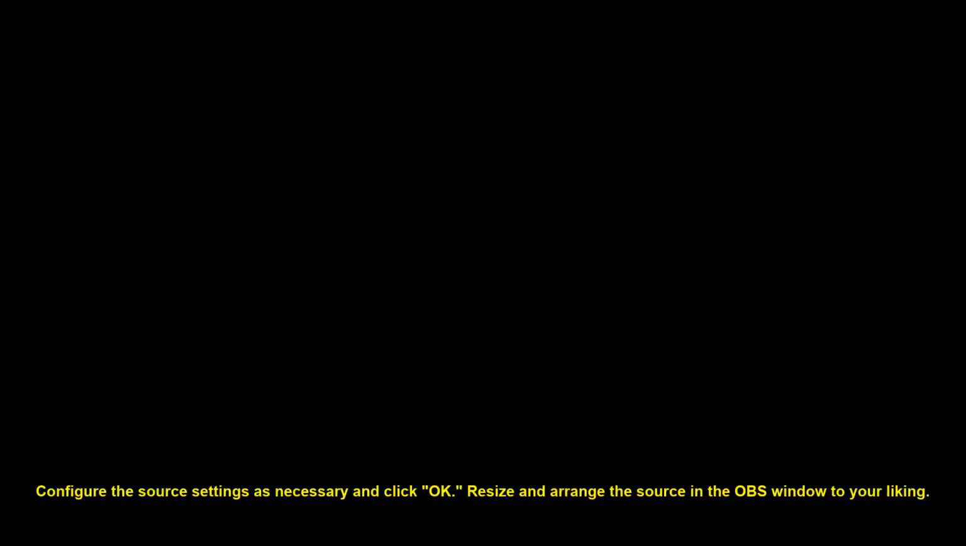Choose your desired source type, such as display capture or game capture. Configure the source settings as necessary and click OK. Resize and arrange the source in the OBS window to your liking. To start streaming, click the Start Streaming button in OBS Studio.